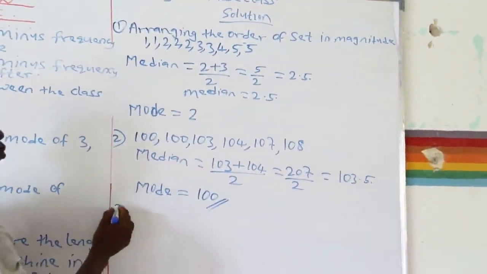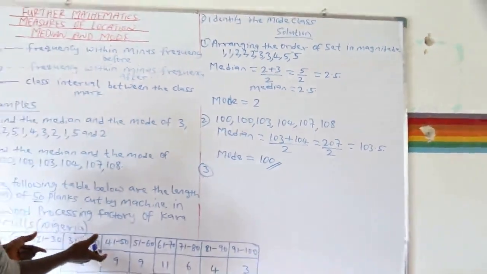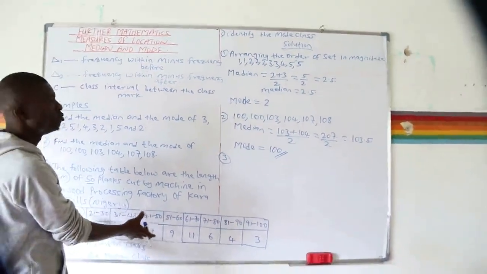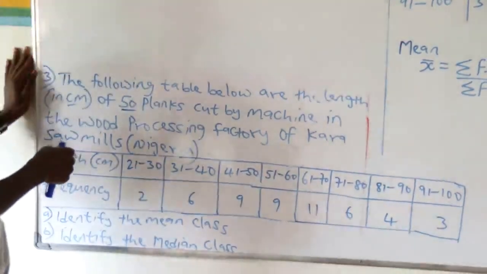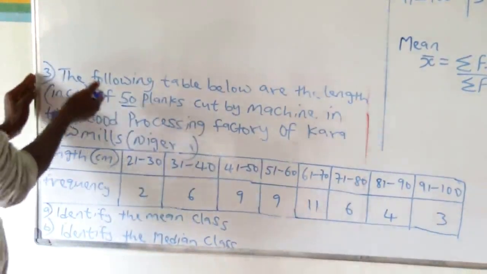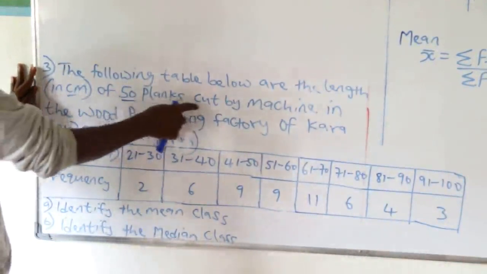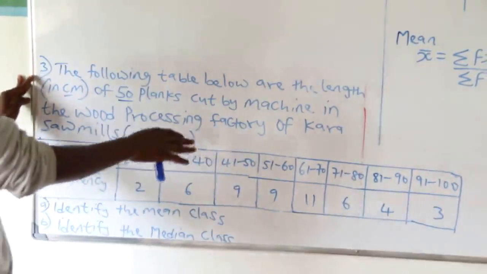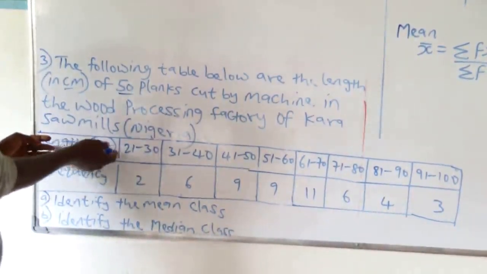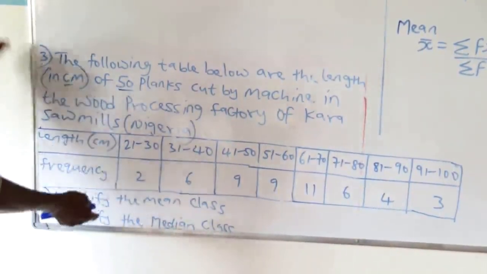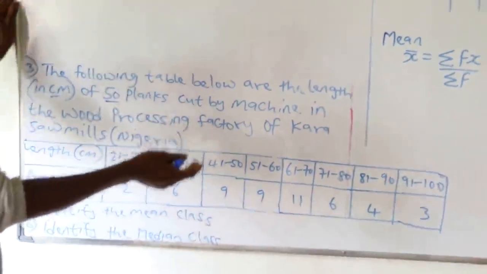Now, to start with example 3, we are going to draw a table because it's our interpolation of median and mode. This is question number 3. Example 3. We are given the following table below. The length in centimeter of 50 plants cut by machine in the wood processing factory of Kara sawmill in Nigeria. This is the length in centimeter and this is our frequency. We are asked to identify the mean class, the median class, and the mode class.